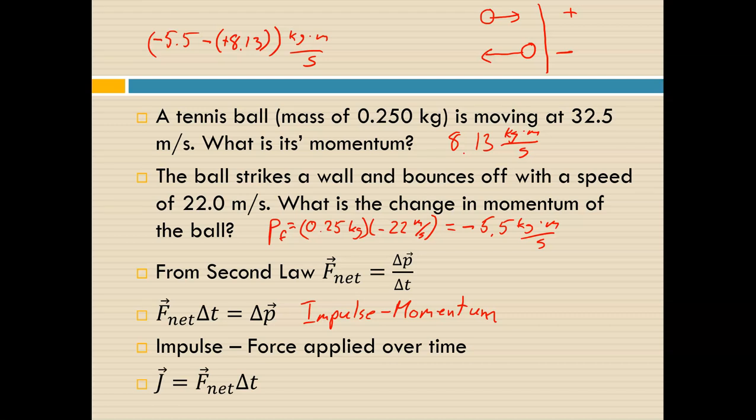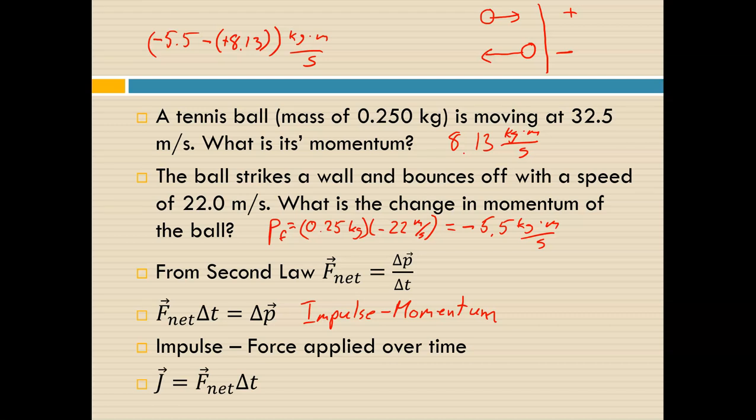Bases loaded, 2 outs. You're losing by 3 runs. Okay, so what are you going to do? You've got to go for the home run, don't you? Yeah, you want that grand slam. You want the glory. You want that walk-off grand slam so they can write about you in the history books and all. Okay? So what are you going to do with F net?